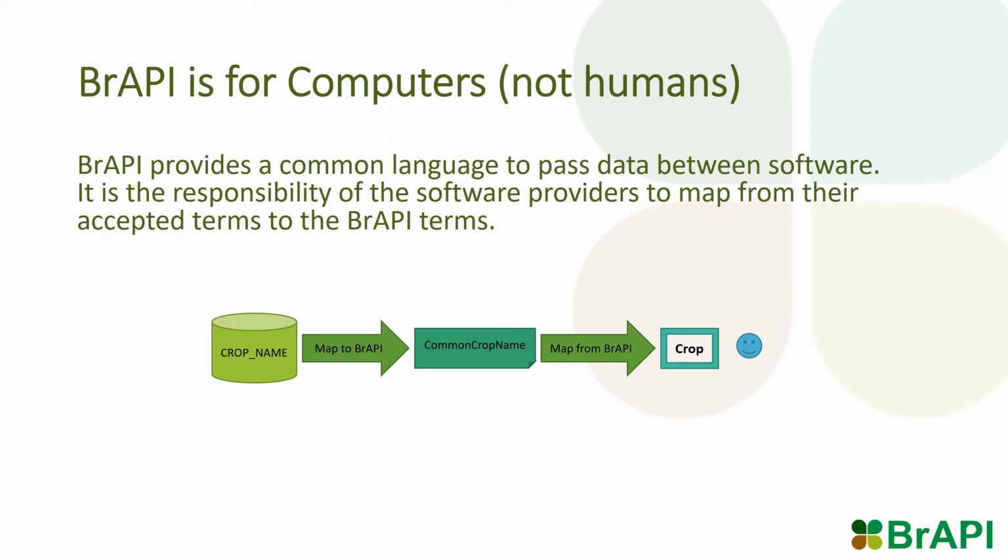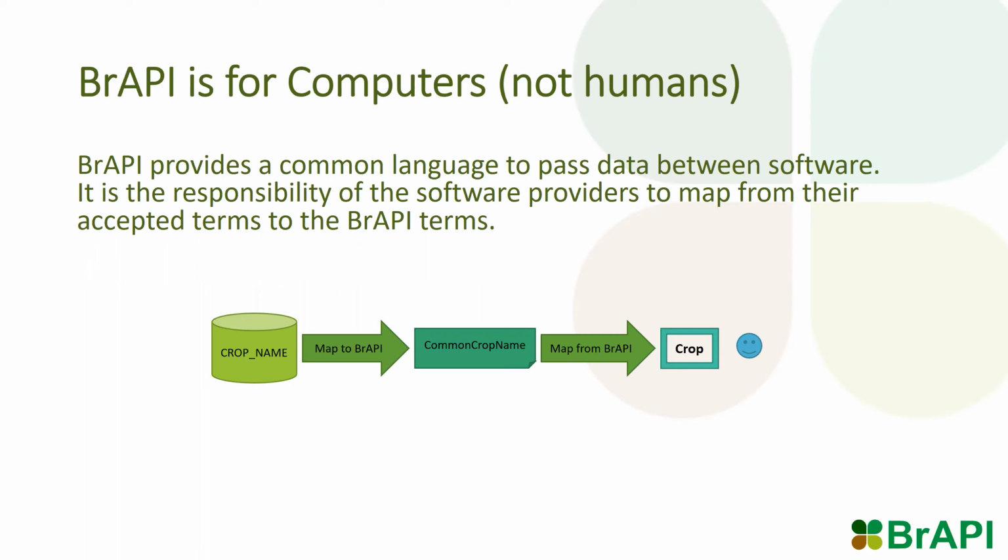The intention is that each piece of software that is BrAPI compliant does its own mapping to its own terms that it uses while interacting with the user. So the little example I have down here is you may have some database field in some database somewhere that's called crop name. For you to map that to the BrAPI standard, that would become common crop name.